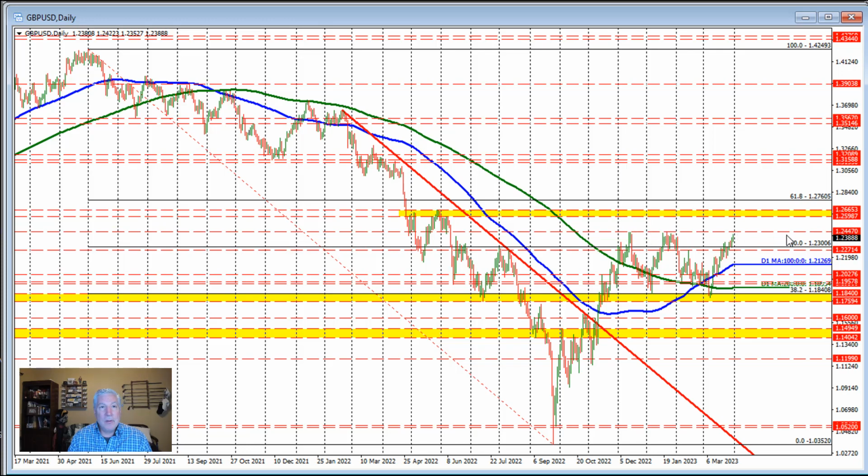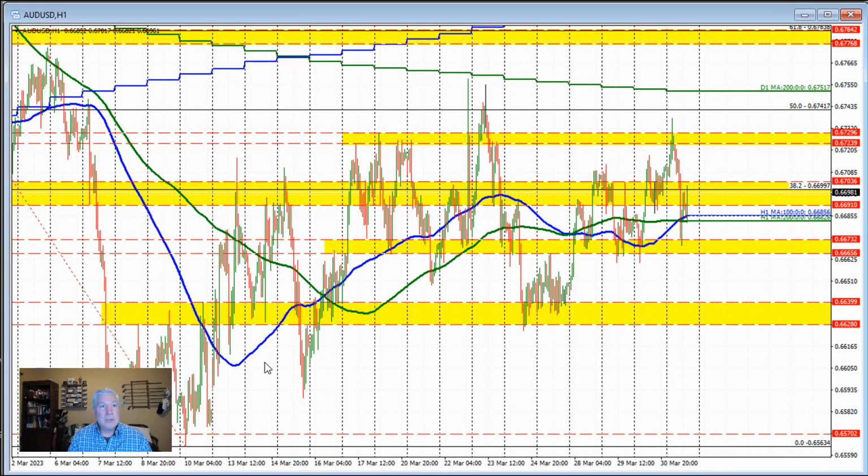Remember that level. It's going to be key going forward into the new trading week. Perhaps a move above 124.47 would be more bullish for the sterling versus US dollar. Finally, I want to take a look at the Aussie versus US dollar.